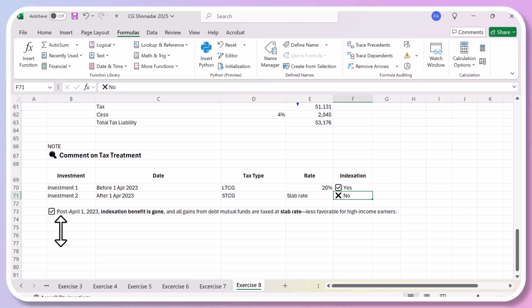That means it has become less favorable for higher income earners. Earlier, they were entitled to tax at the rate of 20%, whereas the maximum slab rate is 30%. So the people who are earning high income have to pay tax at 30%, because the slab rate is 30% for them if they are already earning income beyond a certain limit. Is this clear?